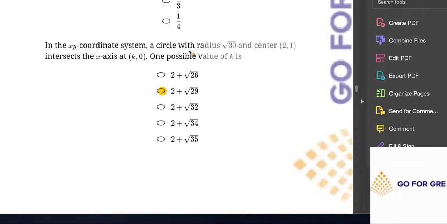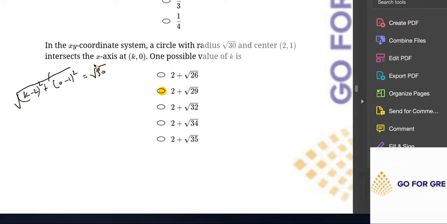What is the question asking us? A circle with radius square root of 30 and this is the center, intersects the x-axis. So we have to find this point. We can use the distance formula. The distance from this point to the center is the radius. So we can write the square root of k minus 2 whole square plus 0 minus 1 whole square is equal to the square root of 30.